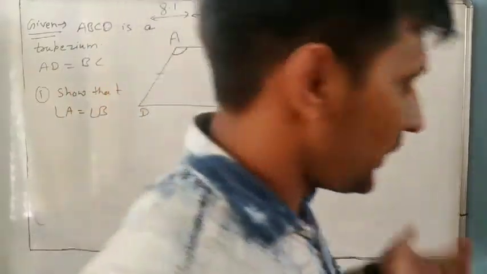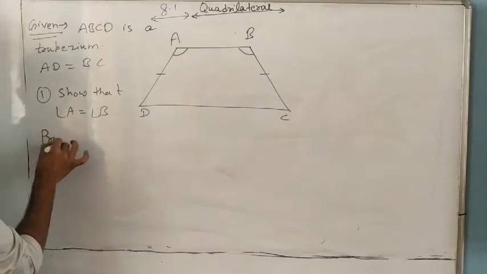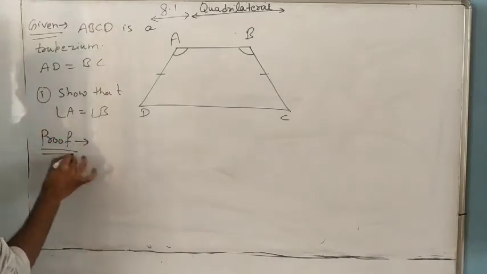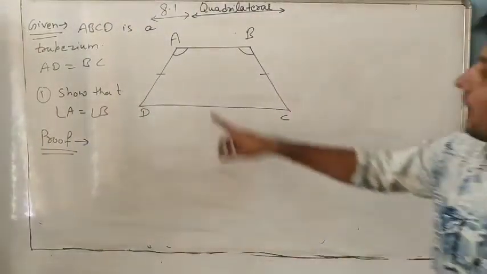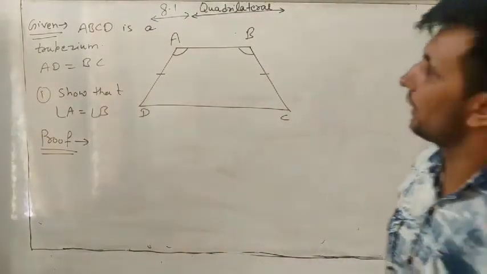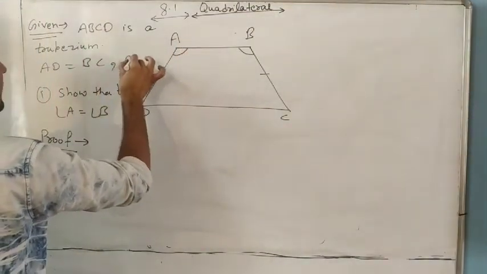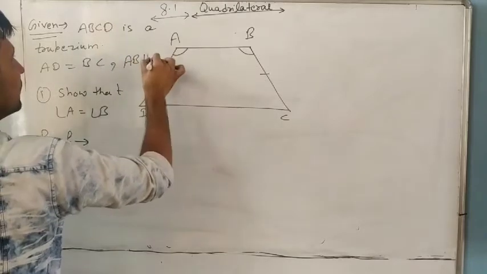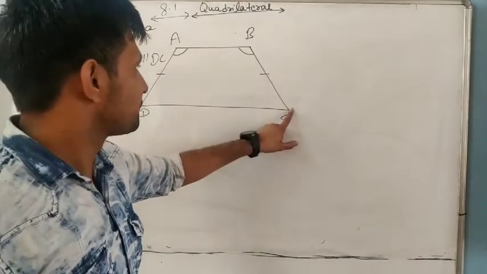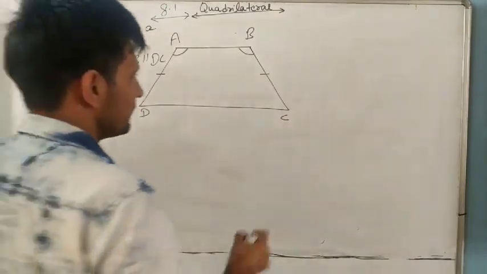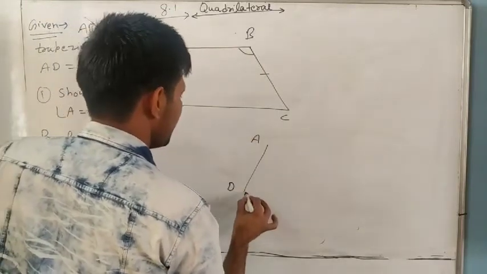In this question we will do some construction ourselves. We want to prove that angle A equals angle B, and ABCD is a trapezium, and one more thing given is that AB is parallel to DC also. So now tell me, can we draw a line? Suppose it is the line AD, this is A and this is D, and this is C.